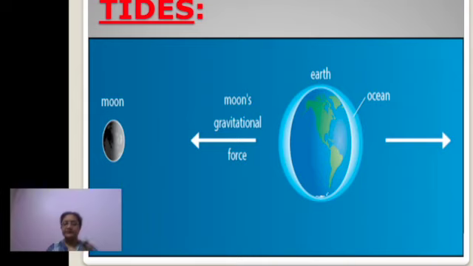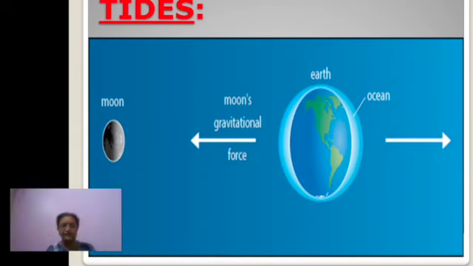That means because of the moon's gravitational force, that part of the ocean which is facing the moon, because water is liquid, gets attracted towards the moon, and a higher part of the water gets attracted towards the moon, so the high tide is caused.